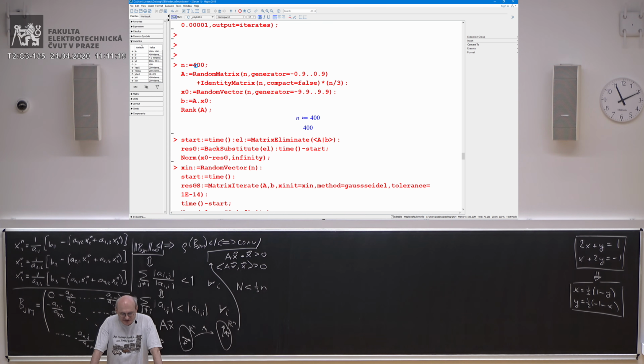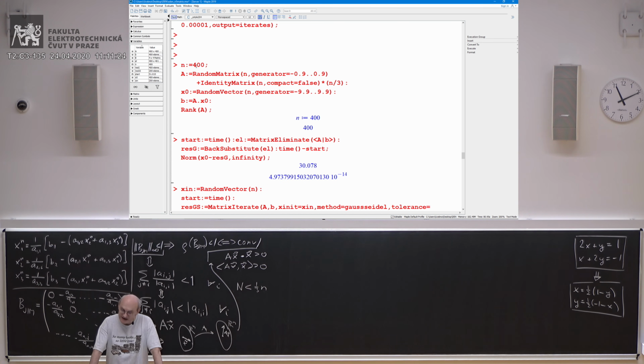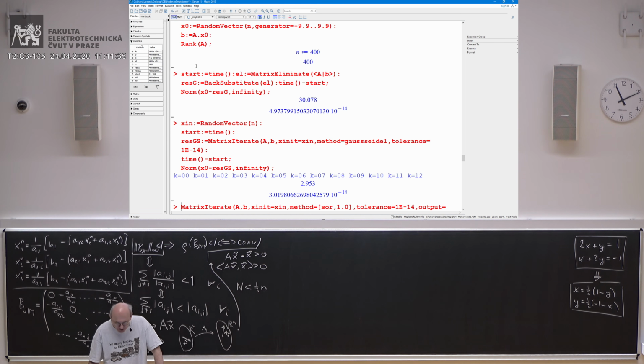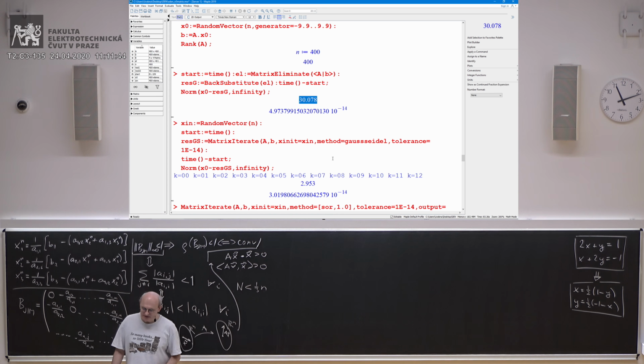Now it would be a real downer if after waiting half a minute for elimination, almost precisely, it turns out that the Gauss-Seidel iteration actually diverges. That would be a real pity. Well, let's see. No, it converged. Okay, and it lasted 3 seconds. Now 3 seconds versus 30 seconds. Now you can see the improvement. I will return to this topic later. What those experiments show is that iteration is a viable method.